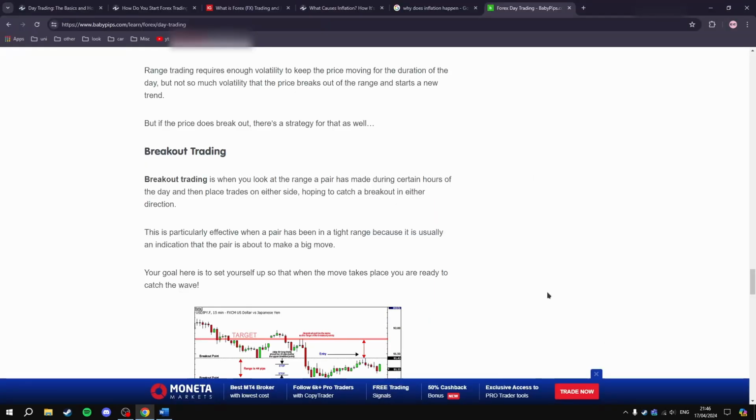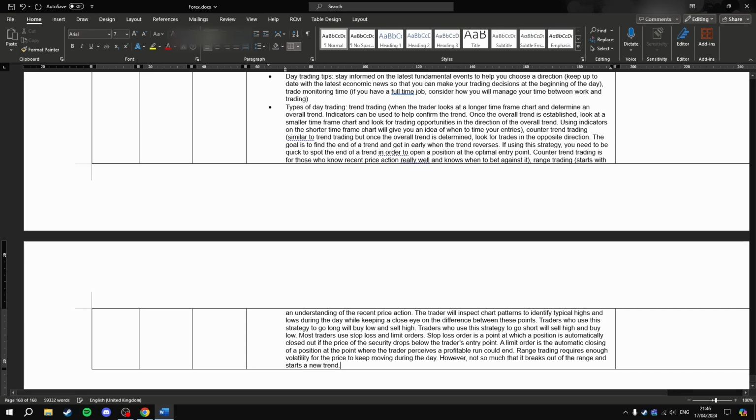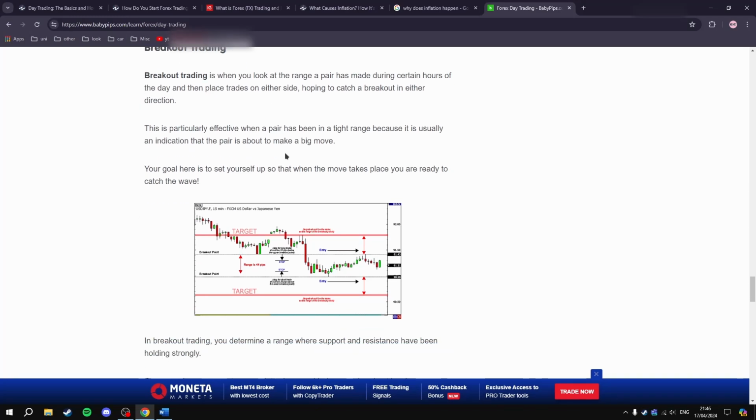But if the price does break out, there's a strategy for that as well, which is breakout trading. Breakout trading is when you look at the range a pair has made during certain hours of the day and then place trades on either side, hoping to catch the breakout in either direction.